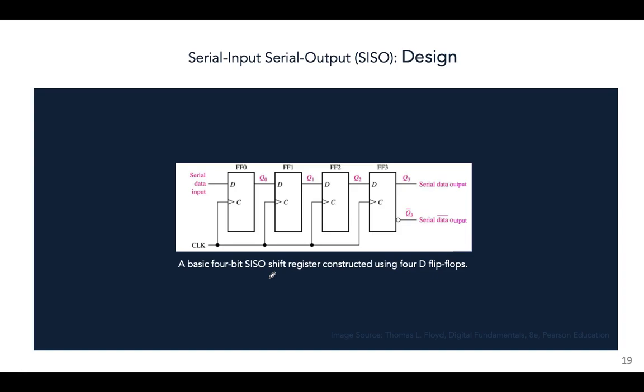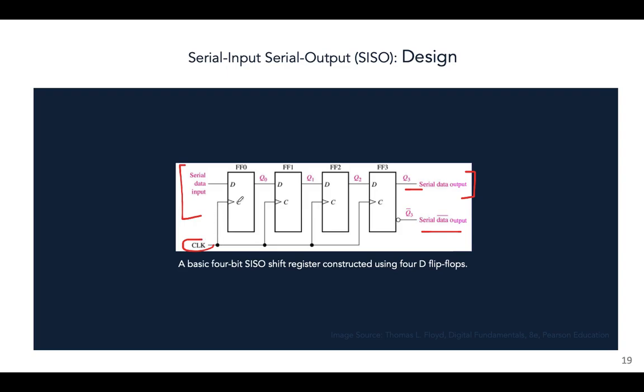Let's take a look at the design of a SISO register in a bit more detail. We have 4 D flip-flops arranged in a cascade. The output of the first flip-flop is the input to the next one, and the output of this flip-flop is the input to the next one, and so on up to the end. The data goes in from this line, serial input, and data comes out of this line, serial output. This is the complement of the output, which you'll understand if you recall the operation of a D flip-flop. So serial output complement, and then the clock, a very essential component.